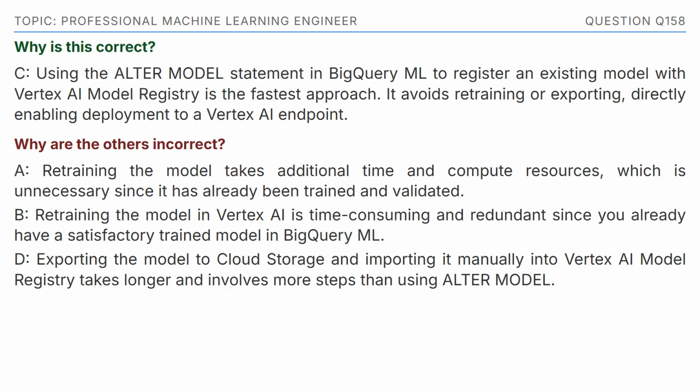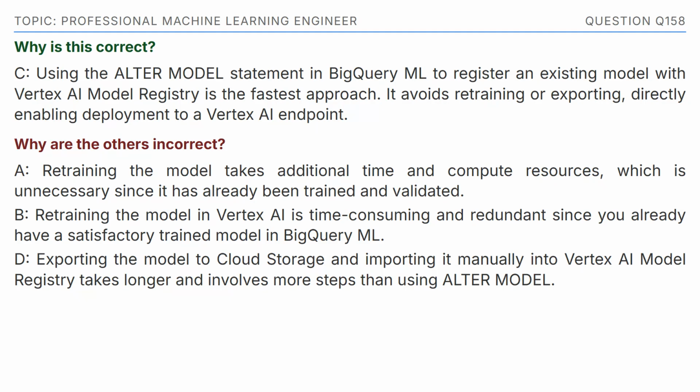Why are the others incorrect? A. Retraining the model takes additional time and compute resources, which is unnecessary since it has already been trained and validated. B. Retraining the model in Vertex AI is time-consuming and redundant since you already have a satisfactory trained model in BigQuery ML. D. Exporting the model to cloud storage and importing it manually into Vertex AI model registry takes longer and involves more steps than using alter model.